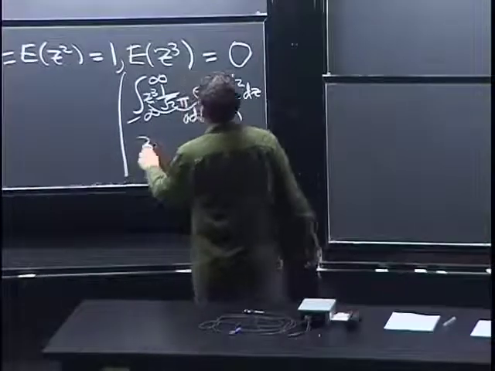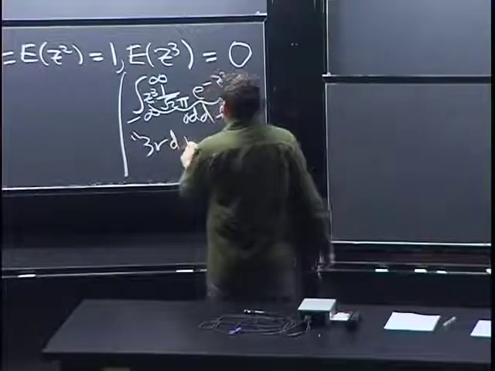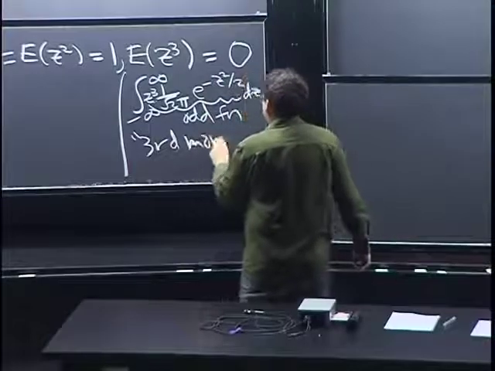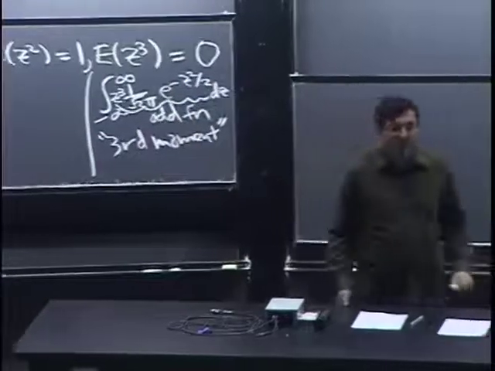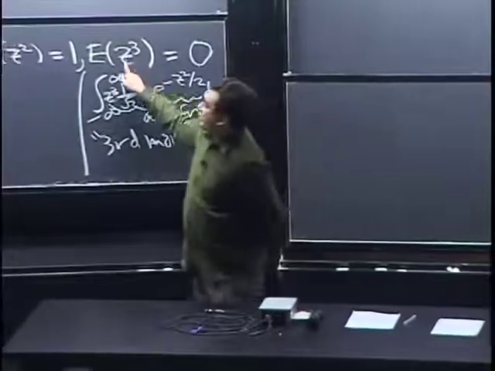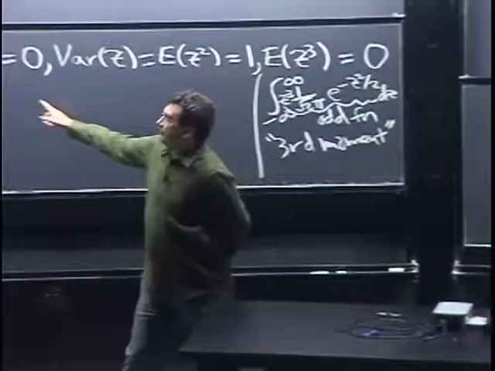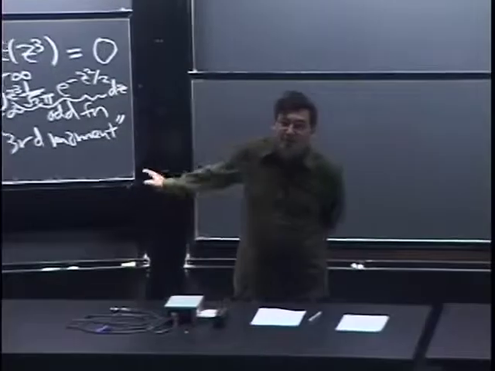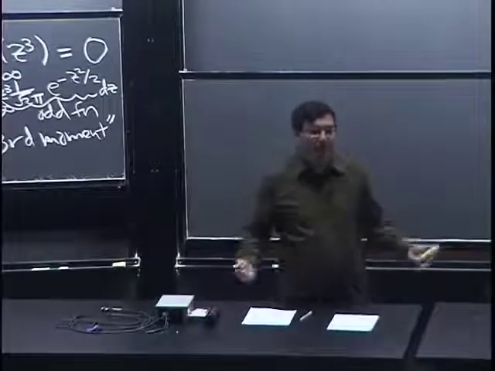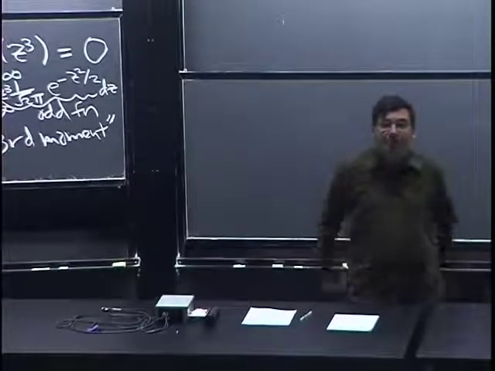This is called the third moment, E of Z cubed. At some point later in the semester we can talk about where the word moment comes from, but that's just terminology. That's the third moment, then the second moment, first moment, and so on. So in other words, by symmetry, we already know that all the odd moments of the normal are 0.